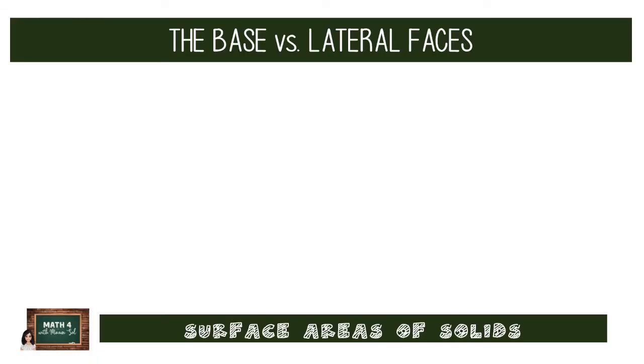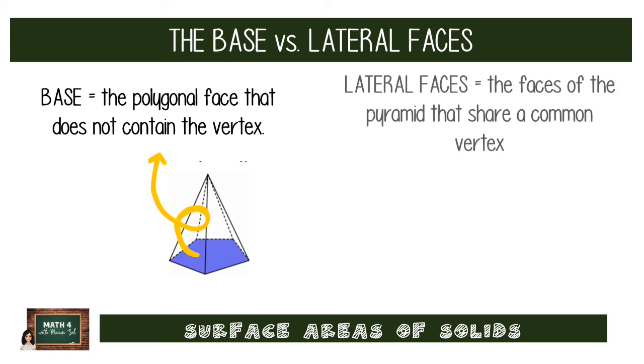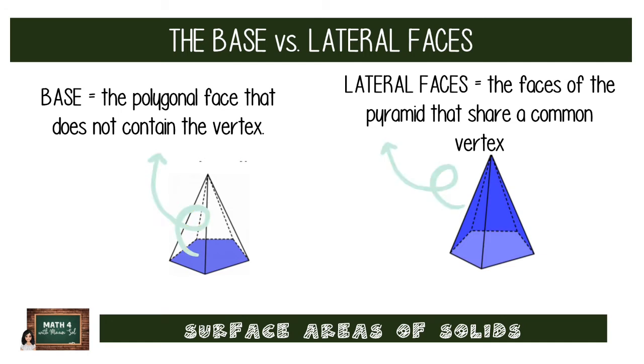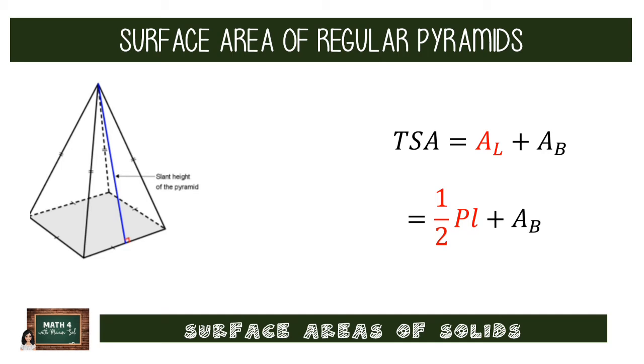We also have to understand the difference between the base and the lateral faces of a pyramid. The base is the polygonal face that does not contain the vertex, whereas the lateral faces of the pyramid are the faces of the pyramid that share a common vertex. For pyramids, the principle is the same. We just have to add the areas of the lateral faces and the area of the base to get the total surface area. If the pyramid is regular, the lateral area is equal to 1/2 times the perimeter times the slant height, plus the area of the base.